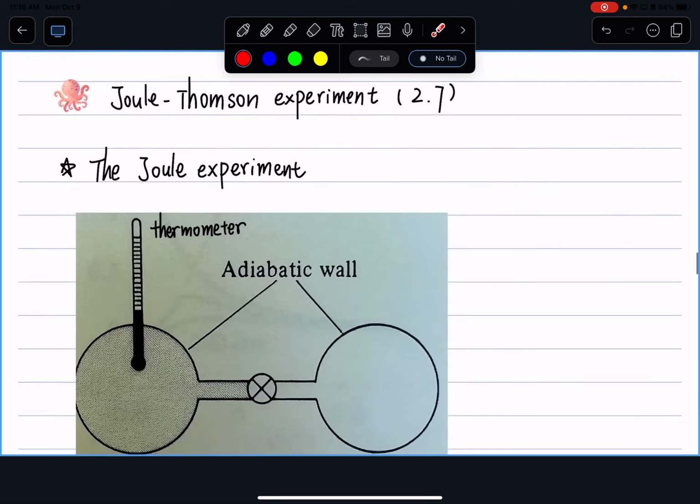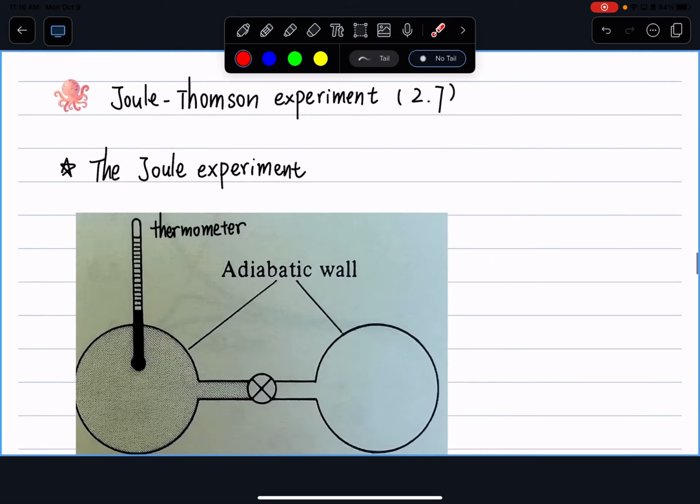So how to set up your experiments so that you have, for example, constant internal energy, or for example, constant enthalpy. How these experiments are set up and what results we can get. And at the end, we'll see how the results coming from these experiments help us to understand the nature of some of the gases. So let's get started with the Joule experiment.